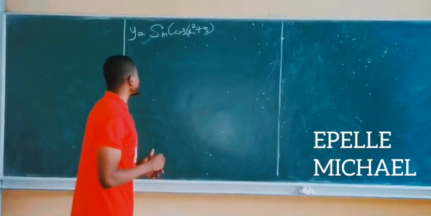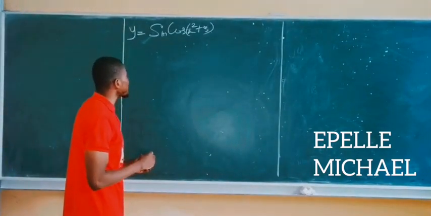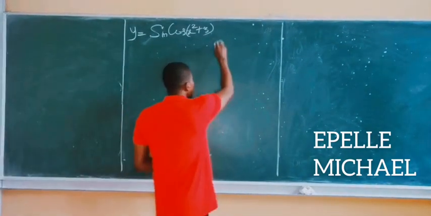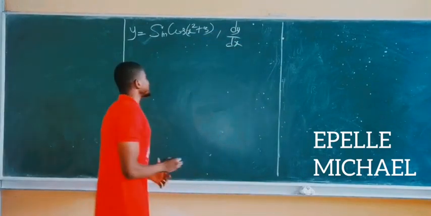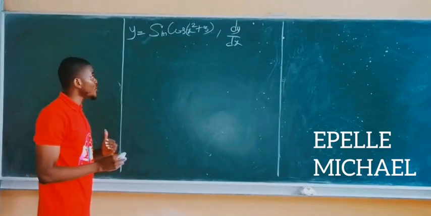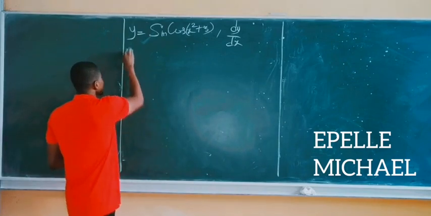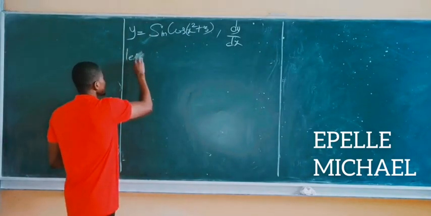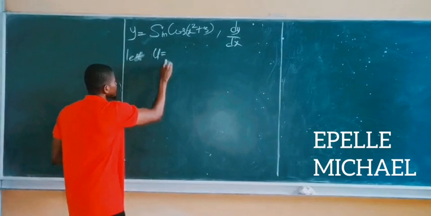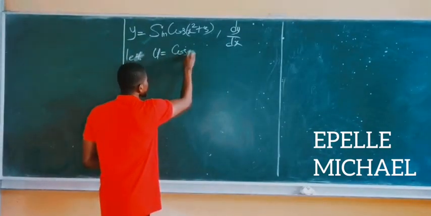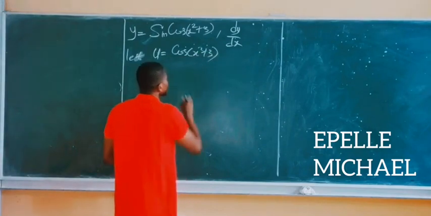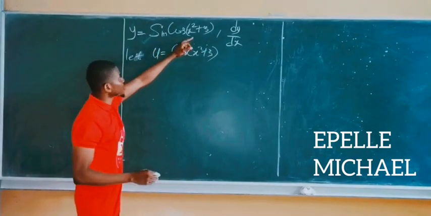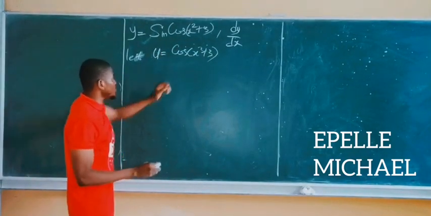Now let's say we have y equals sine of cos(x squared plus 3), and we are asked to find dy/dx. Alright, so the first thing, as always, I will simply say let u be equal to cos(x squared plus 3). In place of cos(x squared plus 3), I'm simply calling it u.